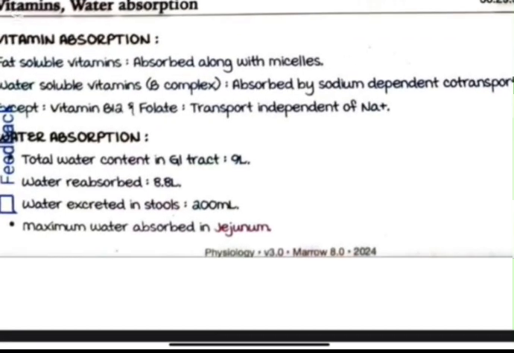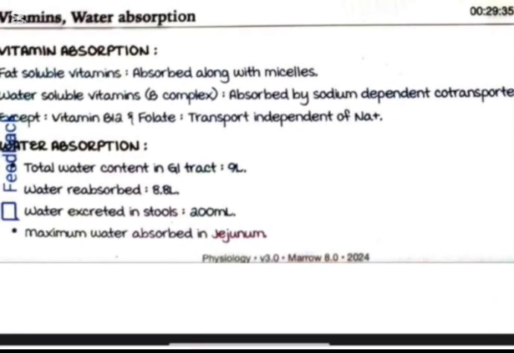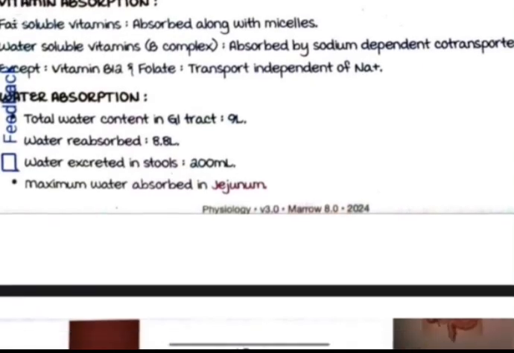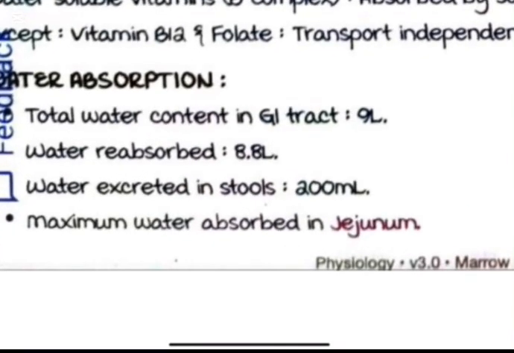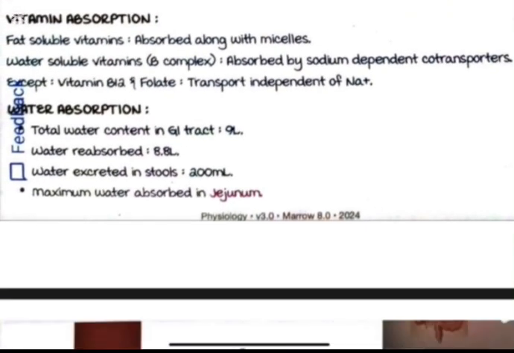Vitamins and water absorption. Fat soluble vitamins are absorbed along with micelles. Water soluble B complex vitamins are absorbed by sodium dependent transporters, except B12 and folate, which are transported independent of sodium. Water absorption: total water content in the GI tract is 9 liters. Water reabsorbed is 8.8 liters. Water excreted in stool is 200 ml. Maximum water is absorbed in the jejunum.